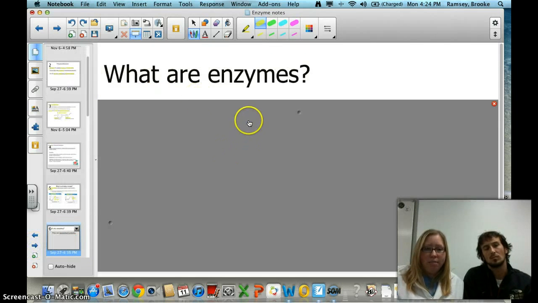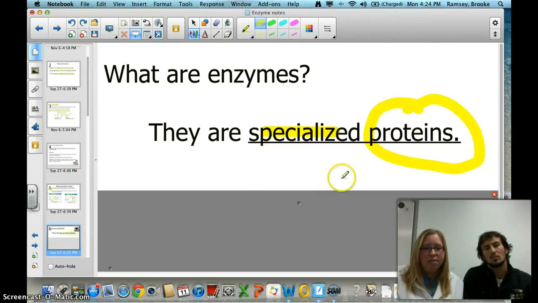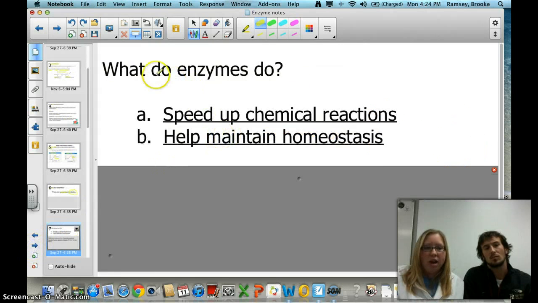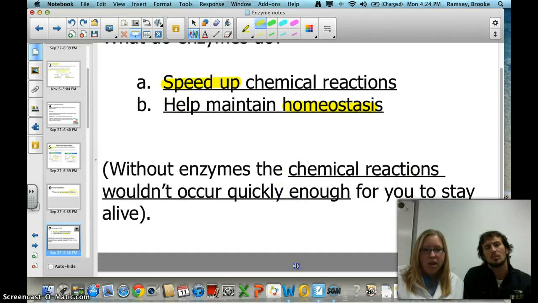So what are enzymes? Enzymes are really important, and they're actually specialized proteins. Enzymes are proteins made of amino acids. And so why are enzymes important, or what do they do? They help speed up chemical reactions, which helps maintain homeostasis. Without enzymes, you would not be able to have chemical reactions occurring in our body quickly enough, and so we basically wouldn't be able to stay alive.